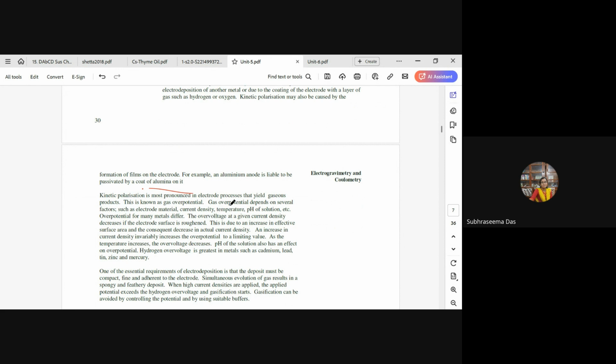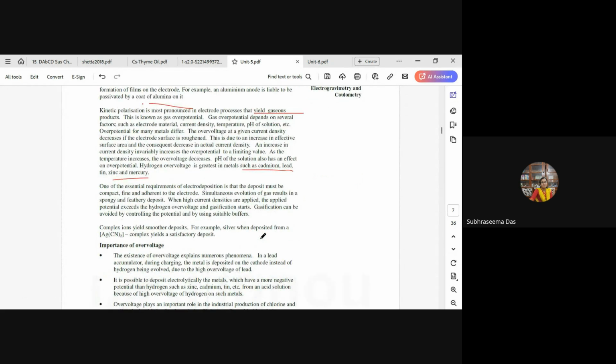Kinetic polarization is most prominent in electrode processes that yield gaseous products. This potential is known as overpotential. The gas overpotential depends on several factors such as electrode material, current density, temperature, pH, etc. Overpotential differs for many metals. The overvoltage at any current density decreases as the surface area is increased, and this results in a lower current density. Hydrogen overvoltage is greatest in metals such as cadmium, lead, tin and mercury.